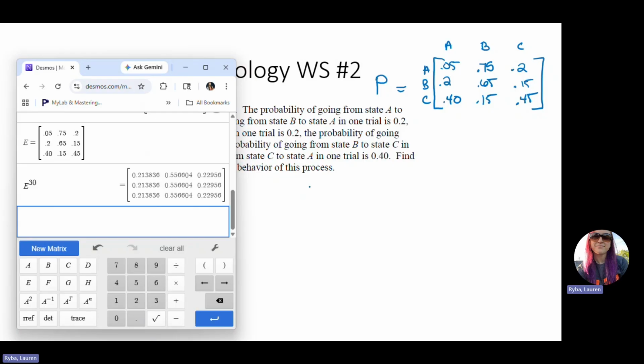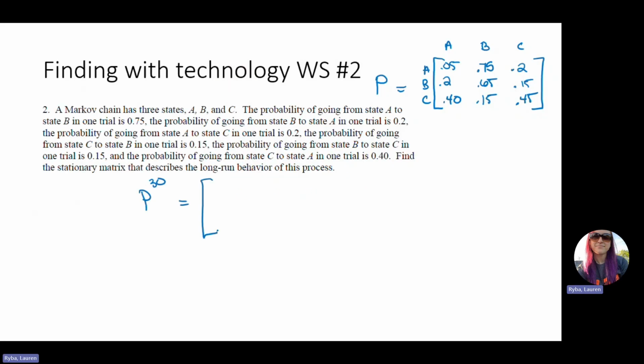When you have that, I'm going to roughly round this: 0.2138, 0.2138, 0.2138. 0.5566, 0.5566, 0.2296.